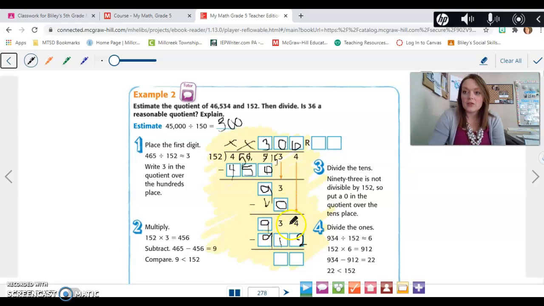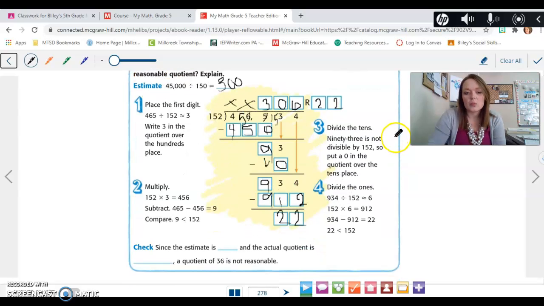Okay, so back to our problem. We have 934 minus 912. 4 minus 2 gives me 2. 3 minus 1 gives me 2. 9 minus 9 gives me 0. My remainder is 22. So for this answer, we have 306 remainder 22.